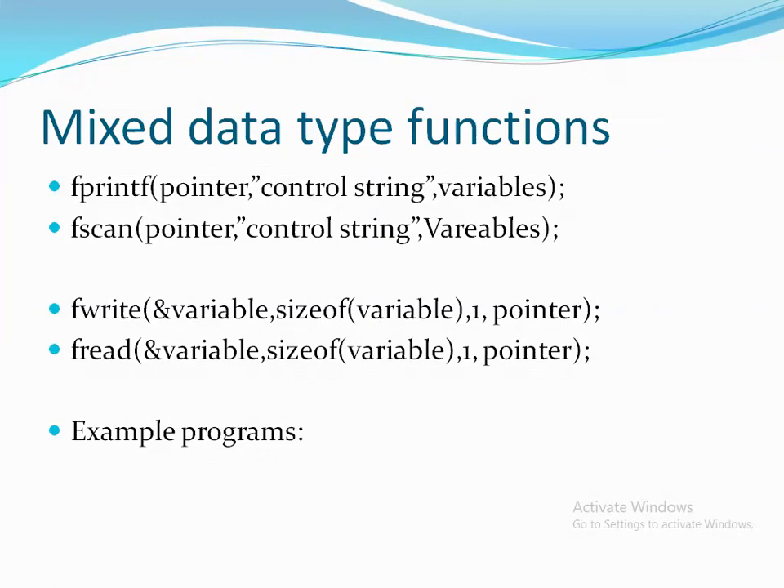Next, from the file, we want to access the mixed data type by using fscanf. We are scanning information from the file, so information goes from the file to the current program. With fprintf, we are passing information from the current program to the file. That is fprintf, we are printing information onto the file. Next, fscanf, we are copying data from the file to the current program.